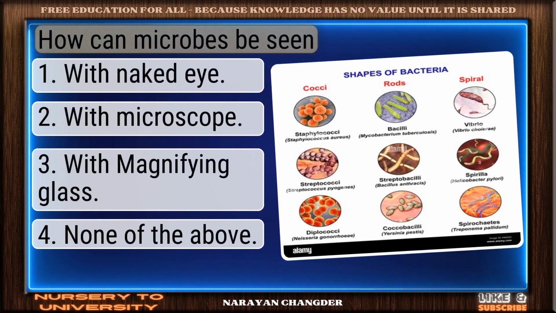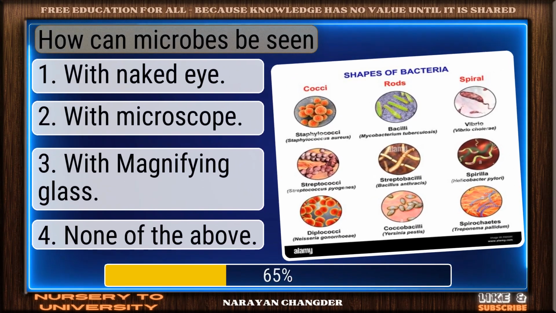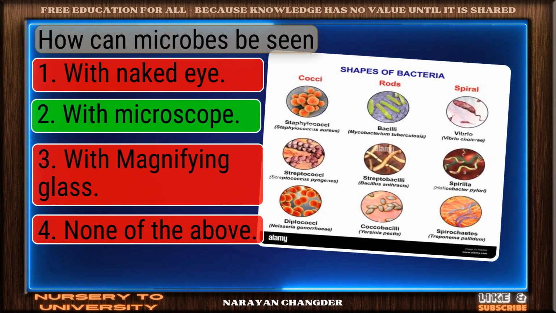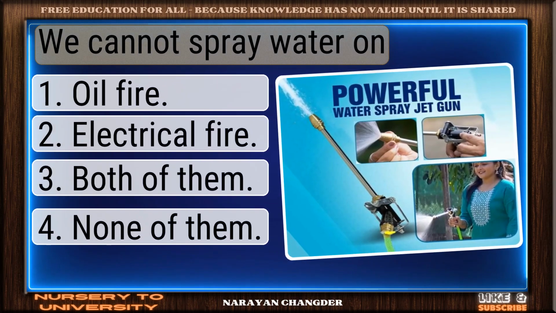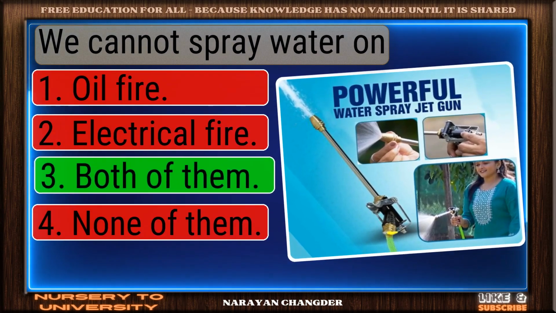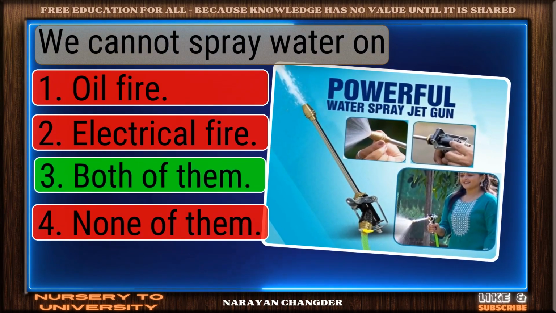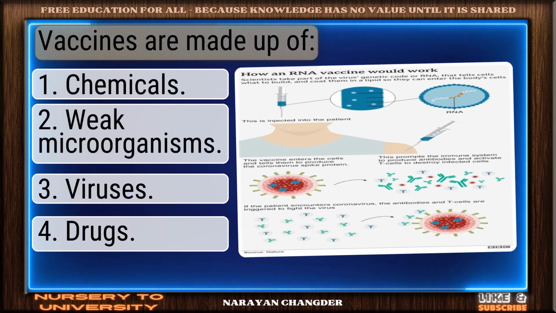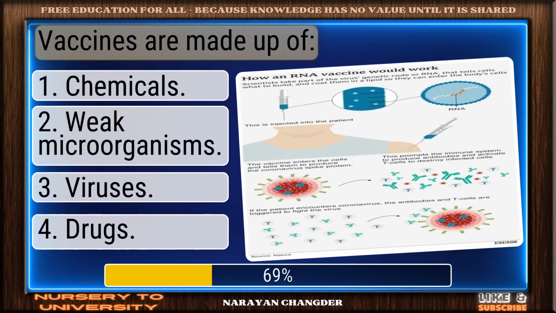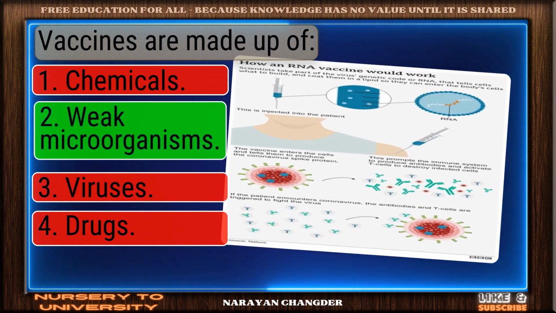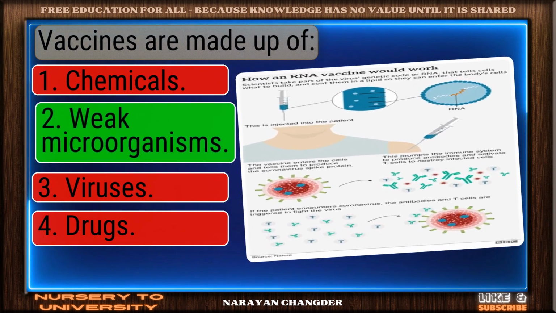How can microbes be seen? Nicely done. With microscope is a solid answer. We cannot spray water on. Smart move. Both of them is an accurate answer. Vaccines are made up of. Nice selection. Weak microorganisms is the correct and valid answer.